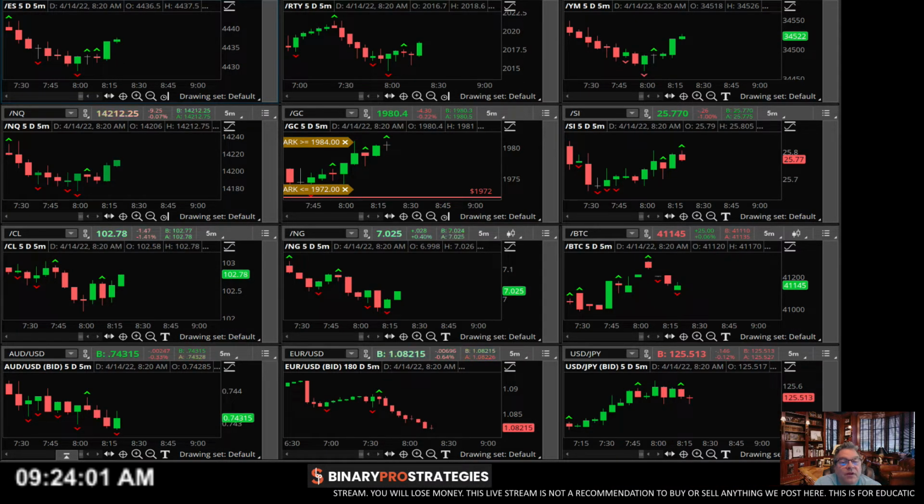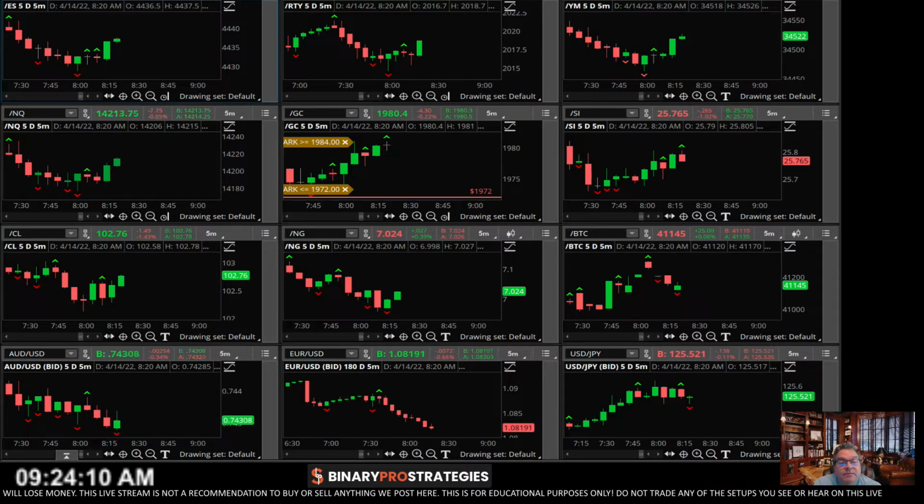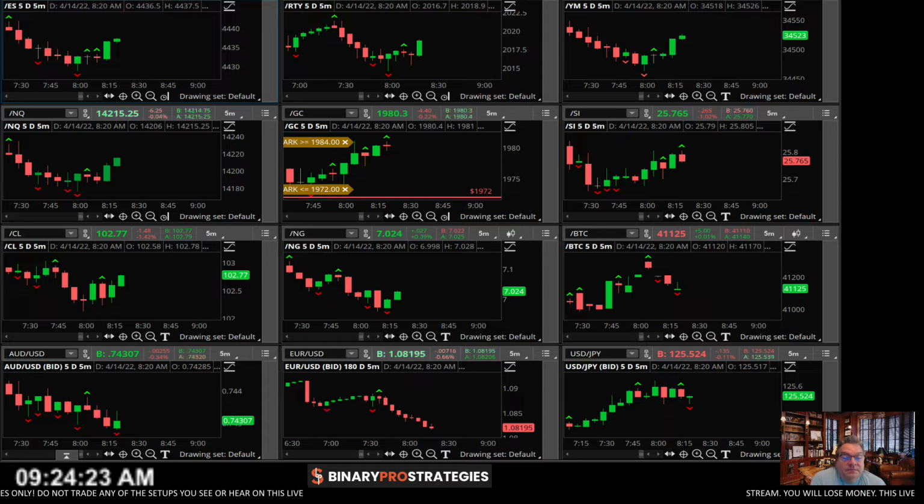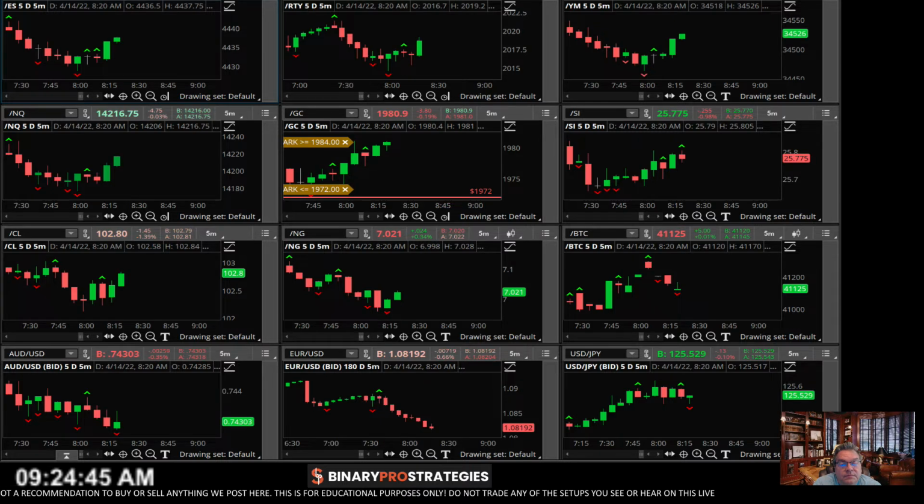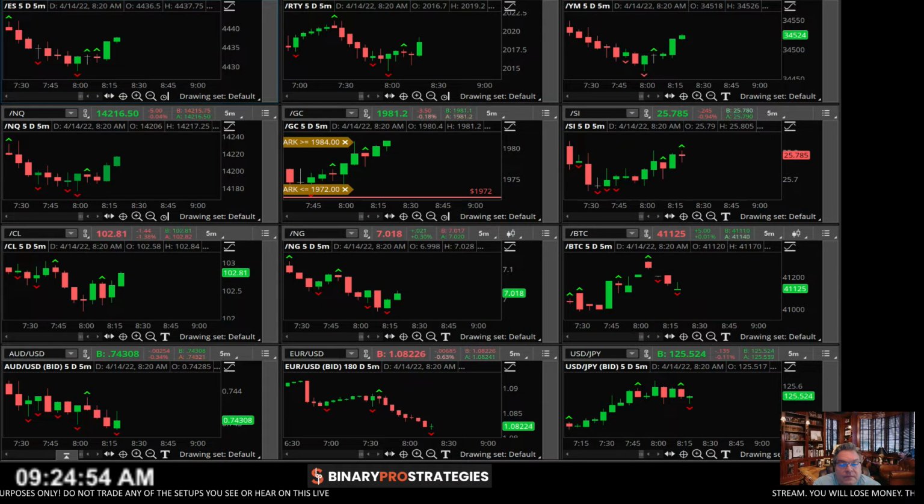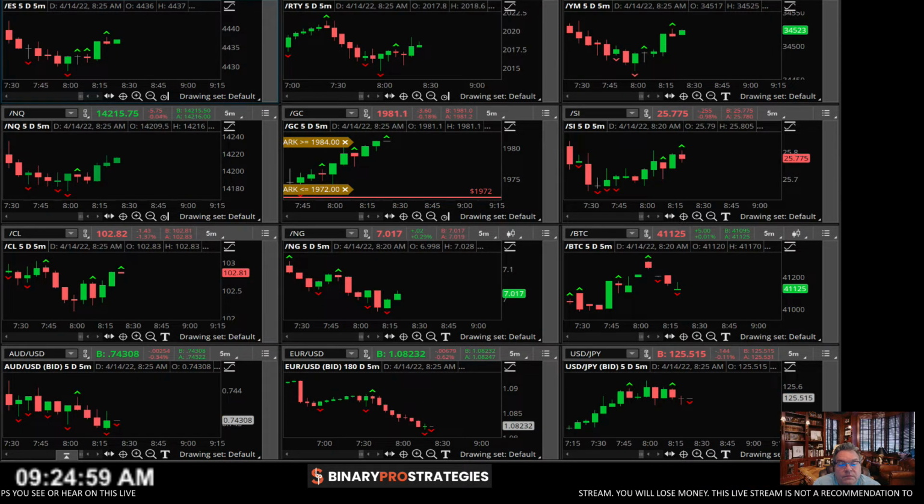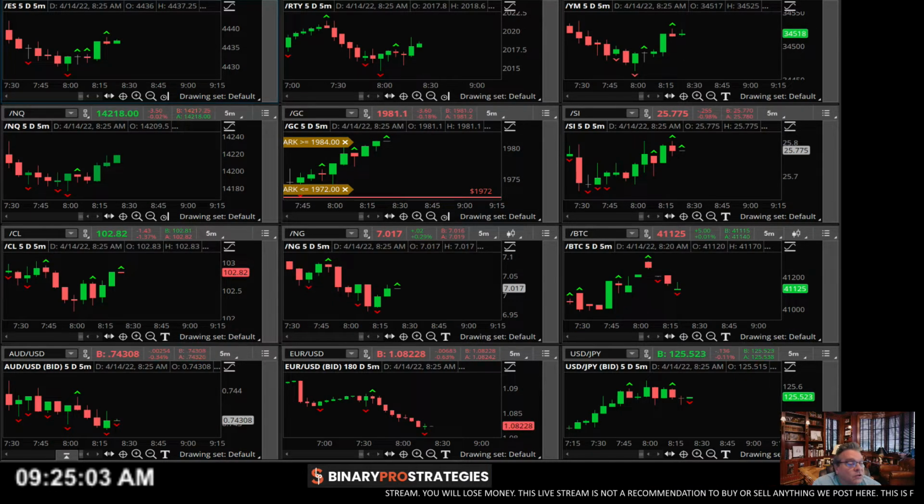Okay, getting a buy over here on the yen at 53. Buy at 125.53. Going to exit this trade in about 30 seconds. 125.53 is our long. Oh no, just closed at 52.8, so I was a loser on that 53 long.